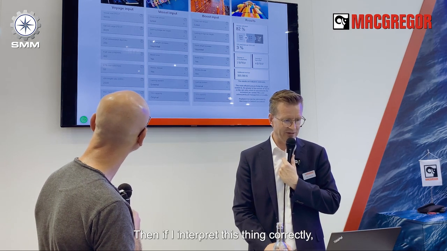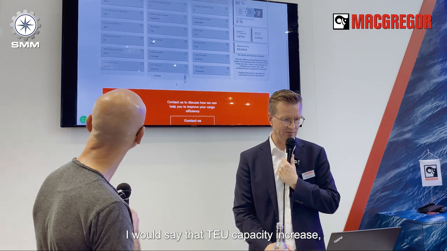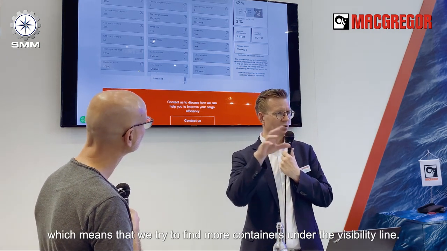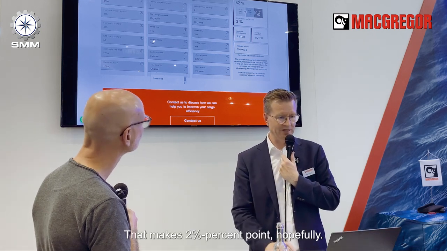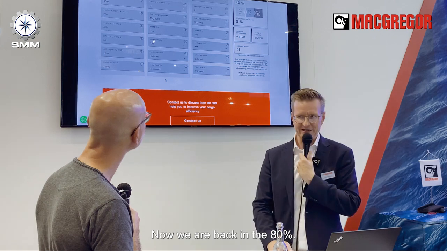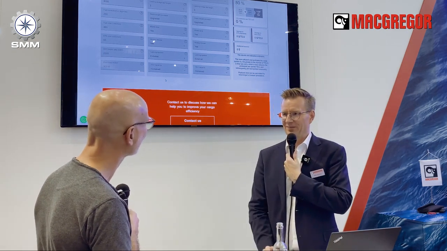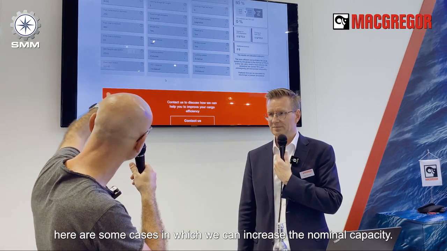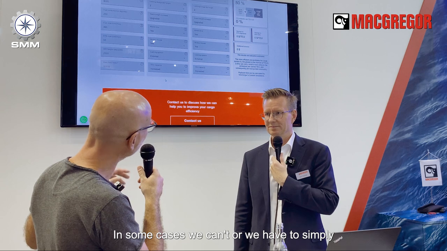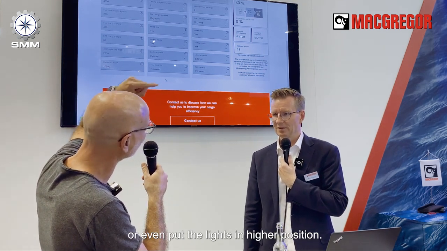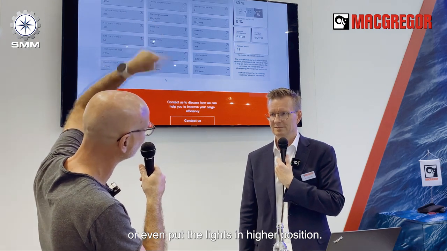Then if I interpret this, I would say that this TU capacity increase means that we try to find more containers under the visibility line. That makes 2%, hopefully. Let's see. Yes. Now we are back in the 80. Again, yes. There are some cases in which we can increase the nominal capacity. In some other cases we can't, or we have to simply bring the point of view from the bridge higher, or even the lights.